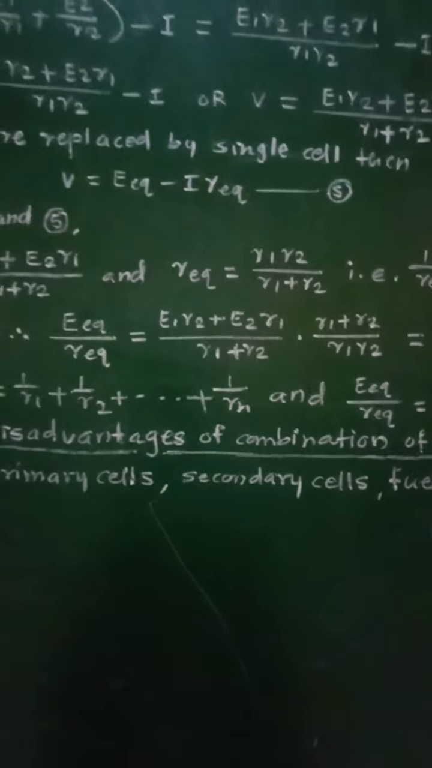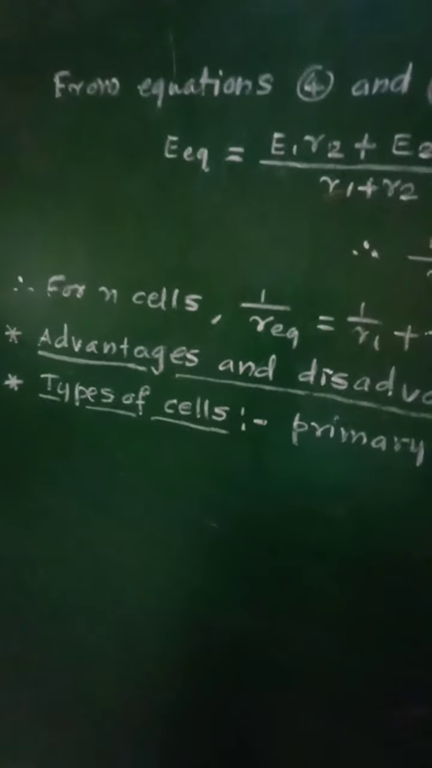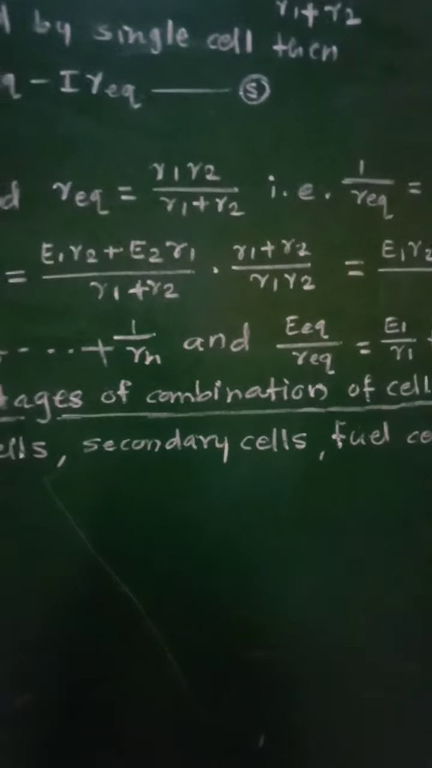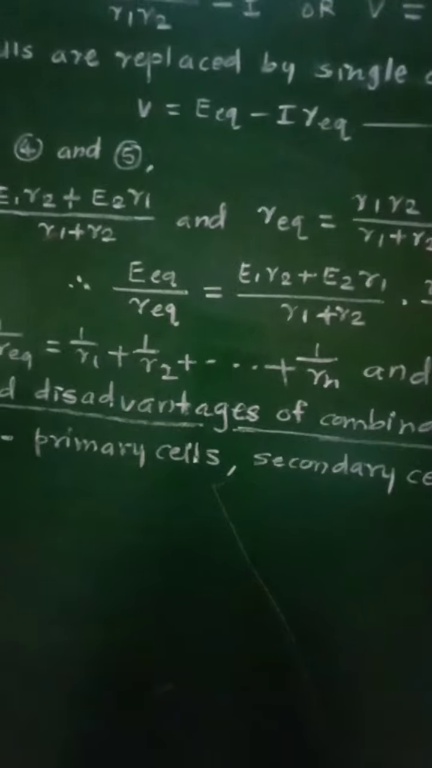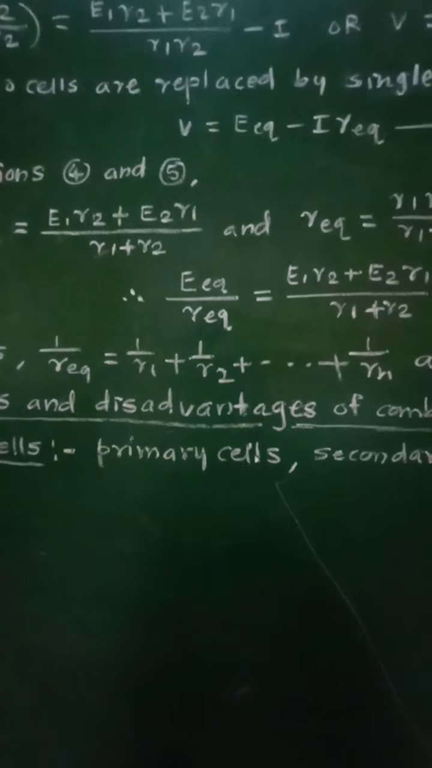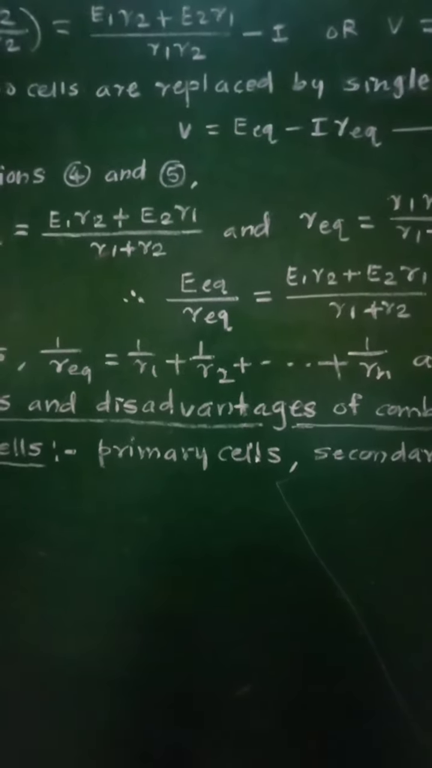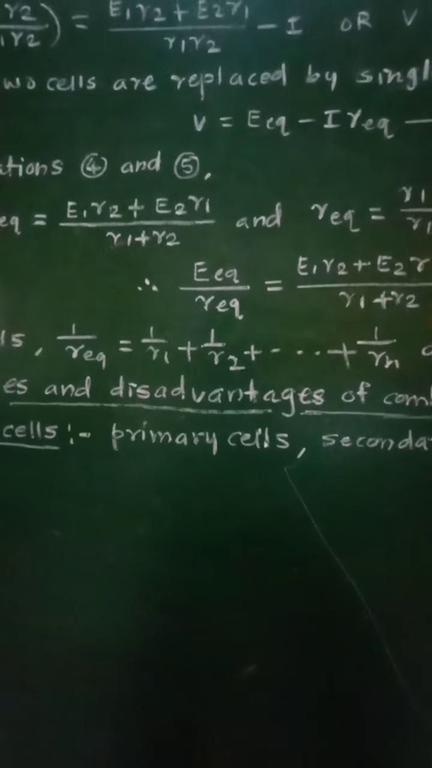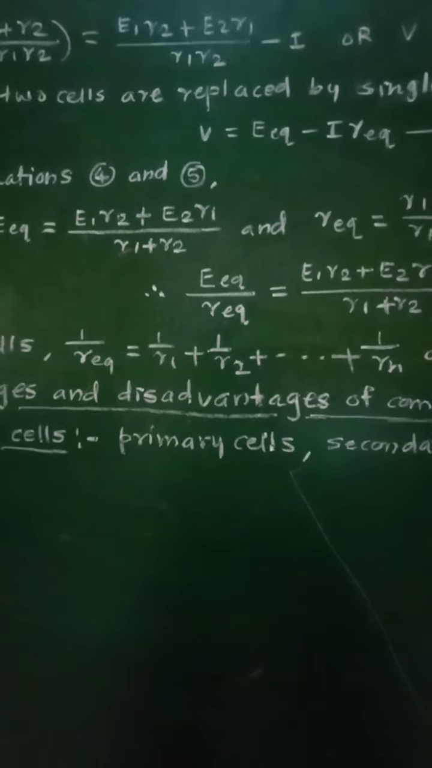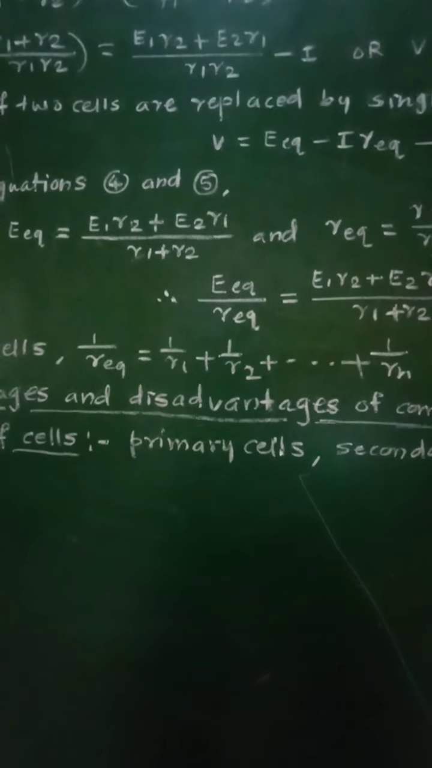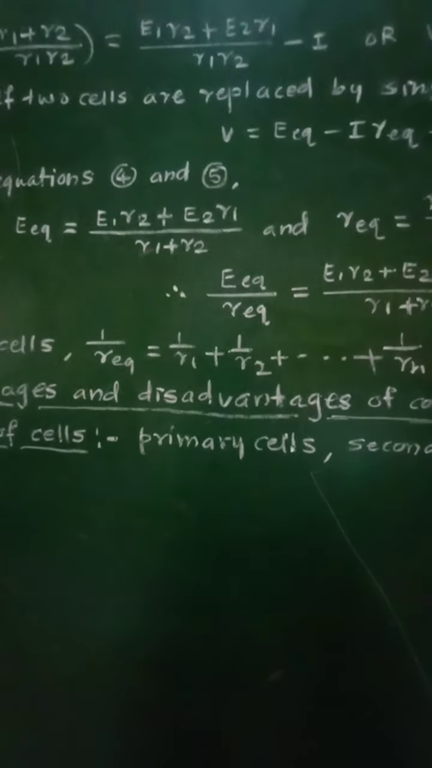And now let us see the next point, that is advantages and disadvantages of combination of cells. Now we know that the cells can be connected in series as well as in parallel. When the cells are connected in series, the advantage is that cells connected in series produce a large resultant voltage. And therefore to prepare batteries, a number of cells are connected in series so that the resultant voltage will be large.